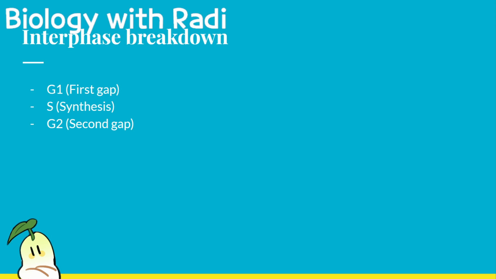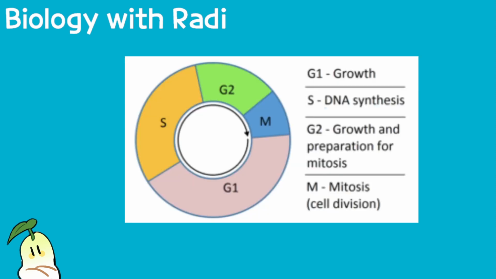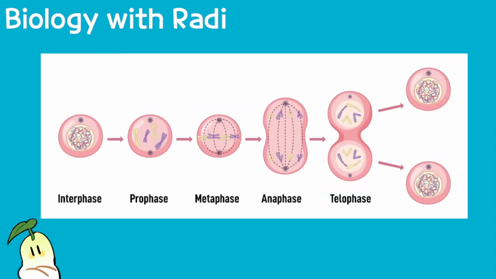As a whole, you can think of interphase as the preparatory phase for the cell to duplicate its components before it actually physically divides. Interphase begins with the G1 phase, where metabolic activity and growth occurs in the cell. Then, DNA duplication and more metabolic activity and growth occurs in the S phase. Finally, the cell goes through one last process of metabolic activity and growth before it actually enters the mitotic phase of the cell cycle. Now that we've covered interphase, let's talk about the actual mitosis.